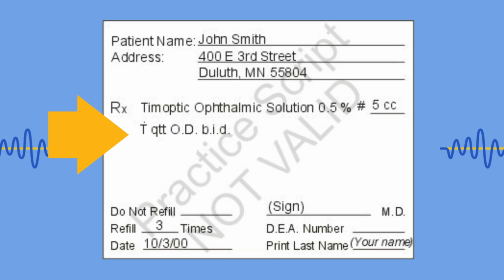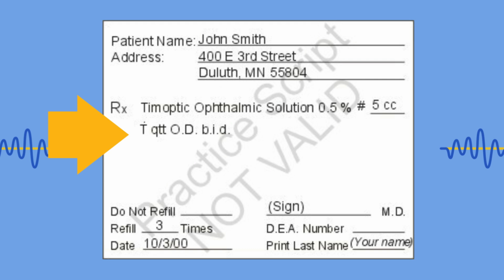You'll see the word GTT, which means drop in Latin. The abbreviation GTT comes from the Latin word gutta, which means drop. Now, next to GTT, there's a symbol that looks like a capital T with a dot above it. That symbol tells you the number of drops.